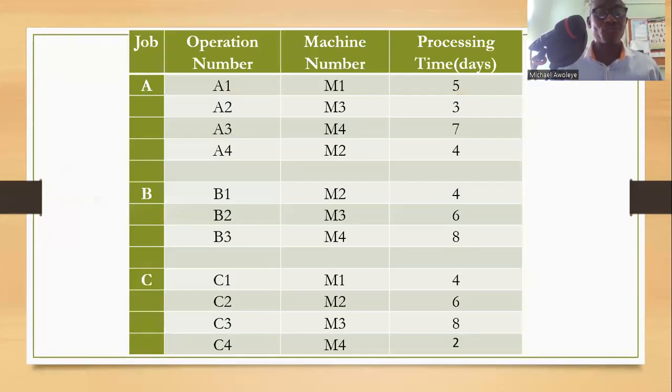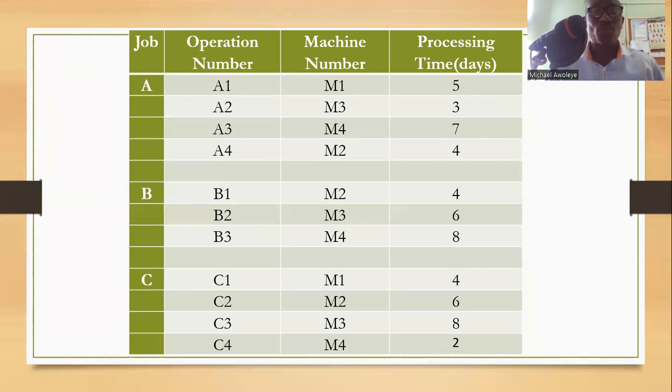This is the table here. If you look at that, we have 4 columns. The first column is talking about the jobs, job A, job B, job C. The second column is talking about the operation number; 4 operations are expected to be carried out to achieve job A. The first operation is A1, the second operation is A2, and the third operation is A3, and so on. So there are 4 operations that are to be performed to achieve job A.